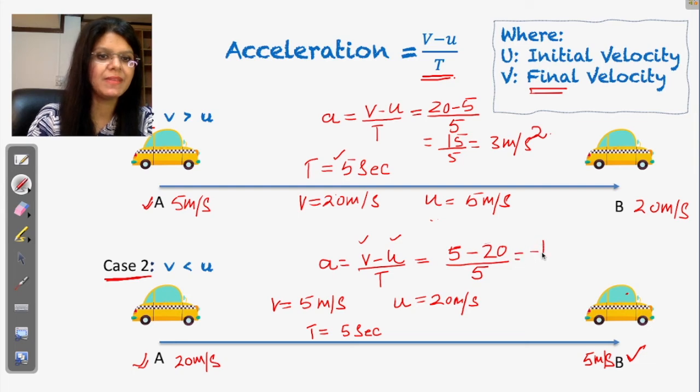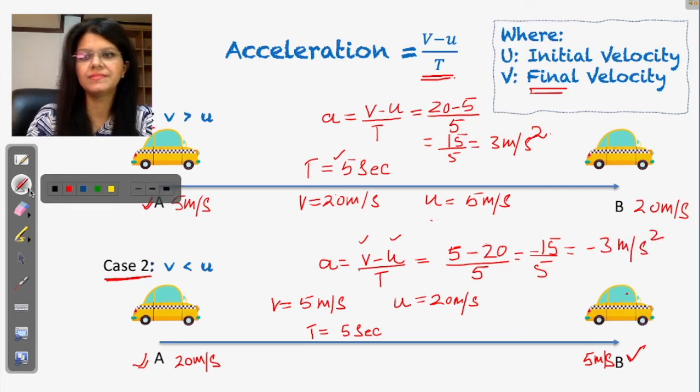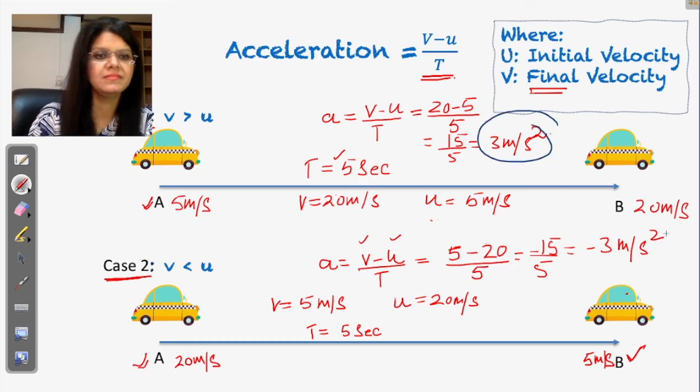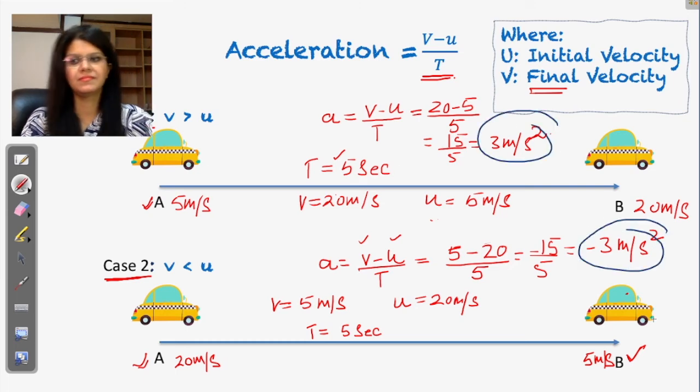The answer would be negative 15 over 5. So minus 3 meters per second square. Compare the answers. So the answers are 3 meters per second square in case 1. In case 2, it is minus 3 meters per second square.